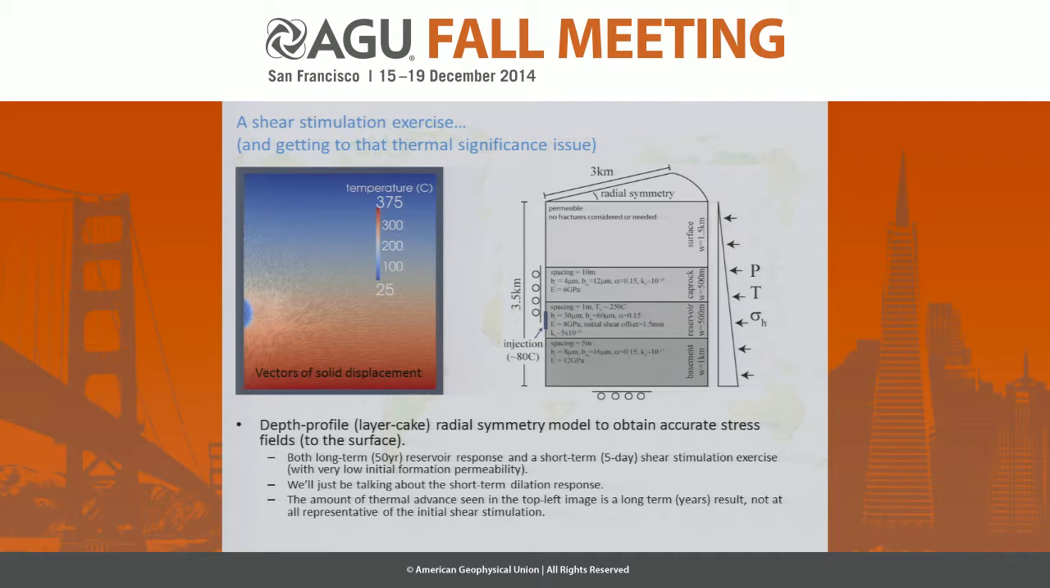And so if you look at a radial symmetry layer cake type model, we're going to do a shear stimulation exercise. This image on the right shows you the domain here. So we have a reservoir, some injection zone, we have a cap rock, we have usual boundary conditions and rollers on the left.